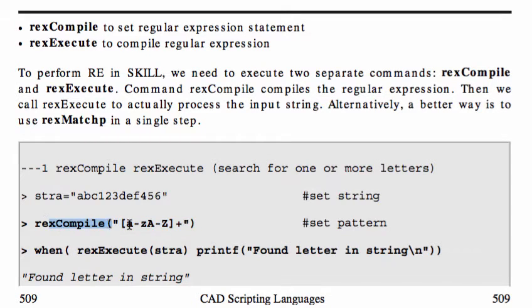rexCompile compiles the regular expression. Once you compile the regular expression, you execute. Here we check whether string A, which contains alphabet letters and numbers, matches this regular expression. So we're looking for an alphabet letter. If there's a letter, then we bring it out. This is quite a simple example.